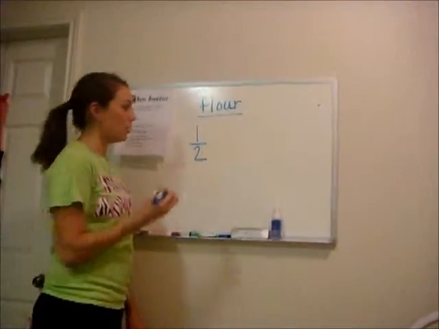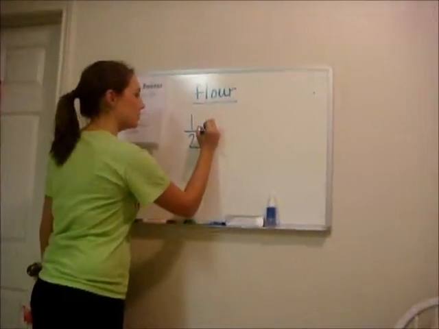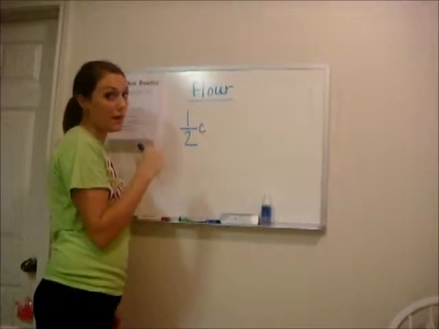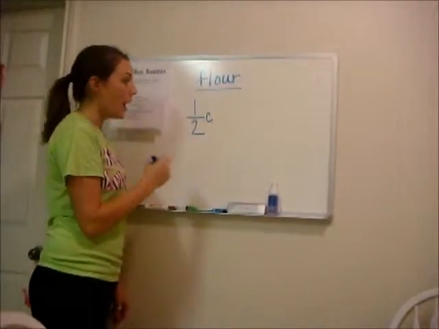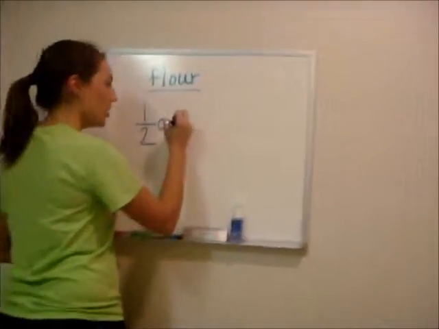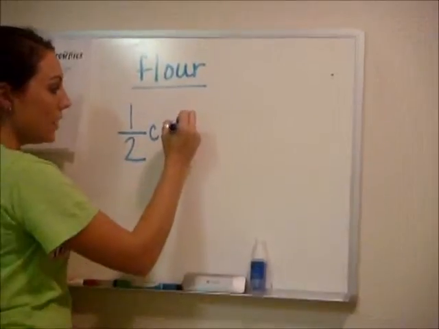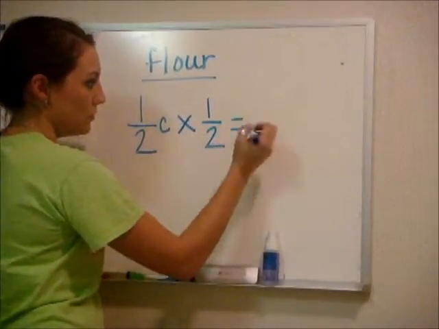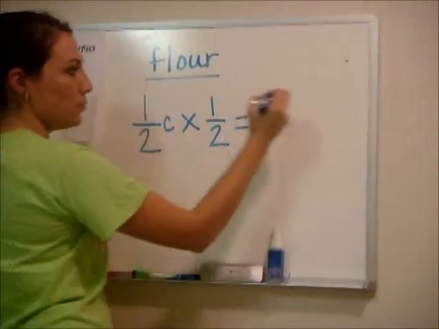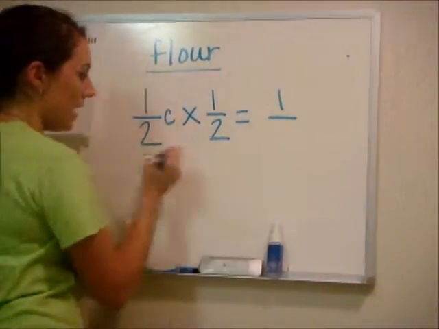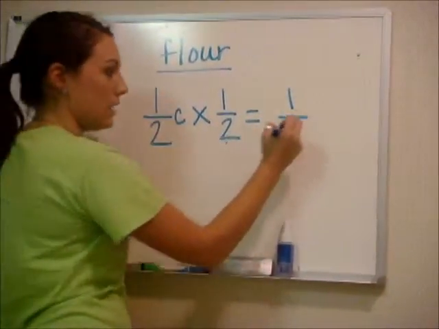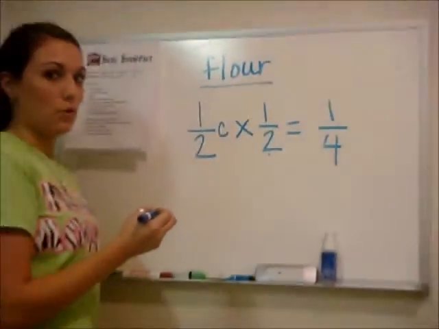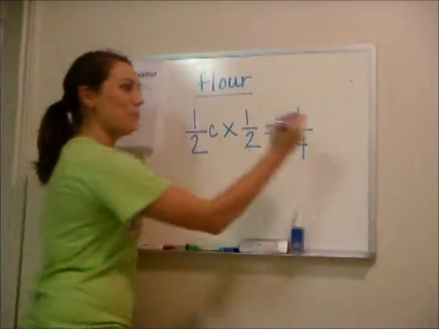Our recipe called for 1/2 cup of flour. Ms. Stevens taught us how to use the squares to determine what 1/2 of 1/2 was. I'm going to show you a shortcut. All you have to do is multiply 1/2 times 1/2. You multiply the numerator by the numerator and you get 1, and the denominator times the denominator and you get 4. So our new recipe calls for 1/4 cup of flour.